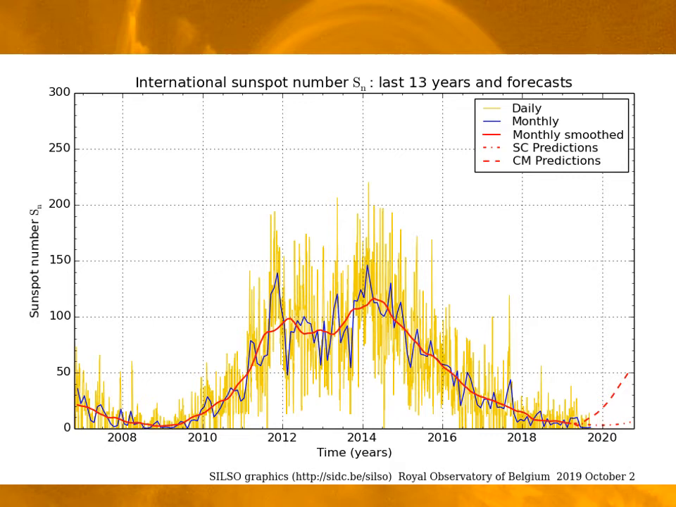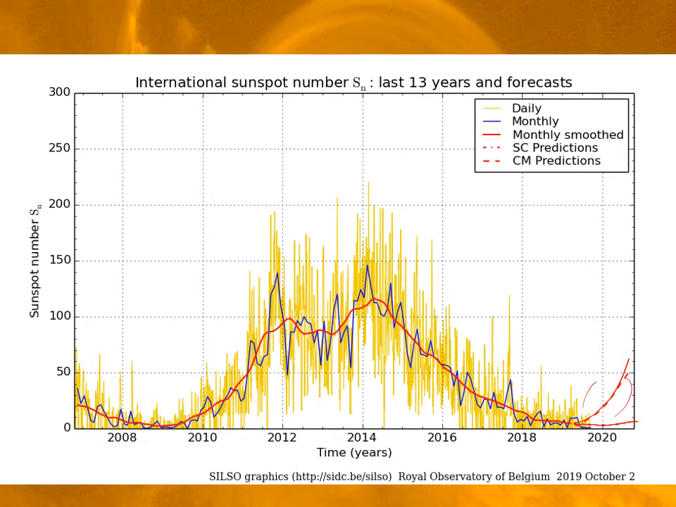Okay. Again, for the last little over a decade here, 13 years, sunspot numbers. We have the daily numbers plotted in yellow. The monthly numbers are plotted in blue. The smoothed average is the red. And right towards the end of last year, they started making predictions as to what would happen here. Some of the predictions said that sunspots would start becoming more active again. Other predictions said it'd stay at minimum for a while.